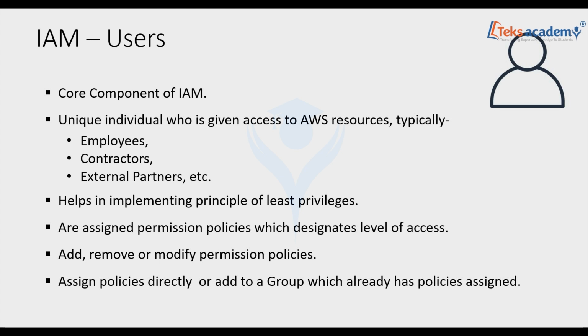Now again, as I said earlier, IAM users will not have any permission by default. This helps AWS to implement the principle of least privilege. That means the IAM users will have least privileges. We will assign only the privileges that are required for them, not all the privileges. So we assign the permission policies which designate their level of access. If we do not want them to access more, then we do not assign any permission policy to them.